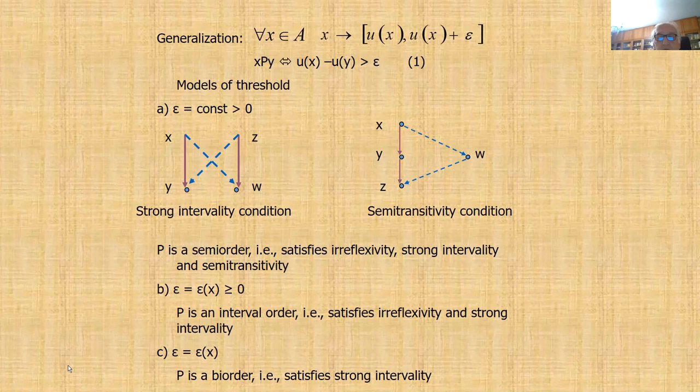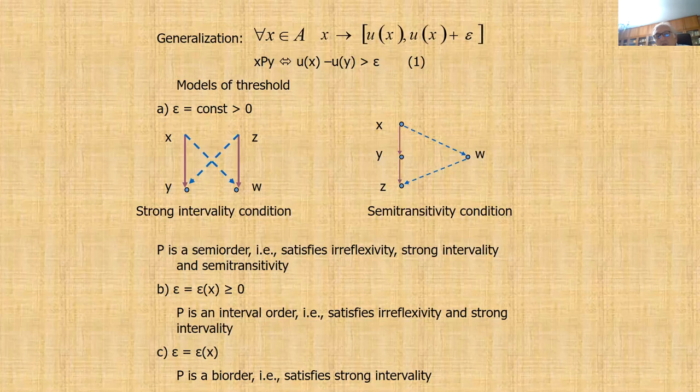Then the concept of intervals was introduced, the notion of interval order, which satisfies irreflexivity and strong intervality. And finally, epsilon depends on X, but it is not restricted by non-negativity; then this very relation which satisfies strong intervality is called the B order. This is a bit strange concept. Why is it strange? Because if epsilon is negative, then the right boundary of the interval is placed to the left of the left boundary, you see, which is a bit strange. But still, we can consider this kind of relations.